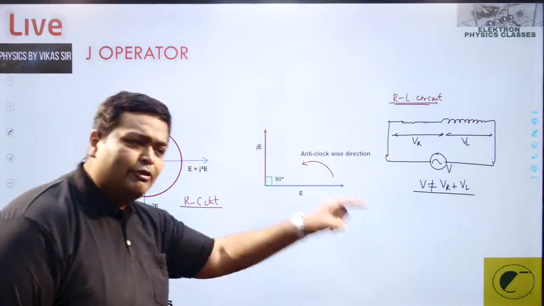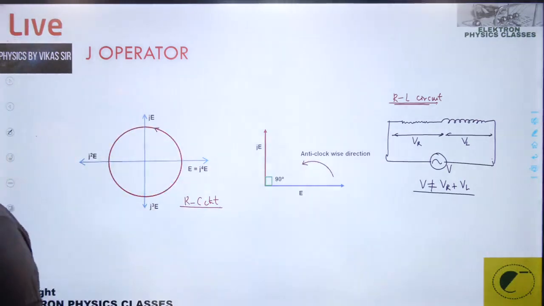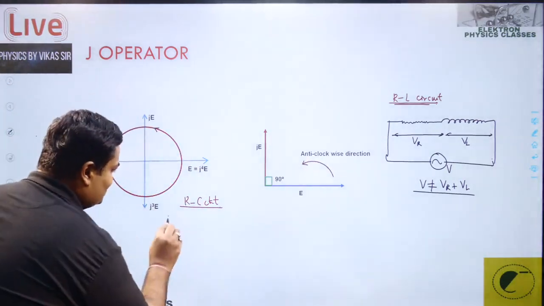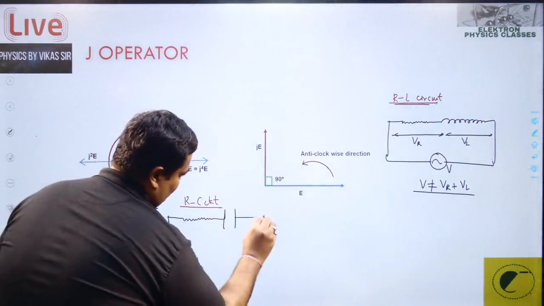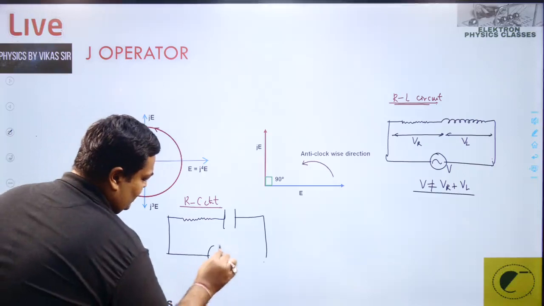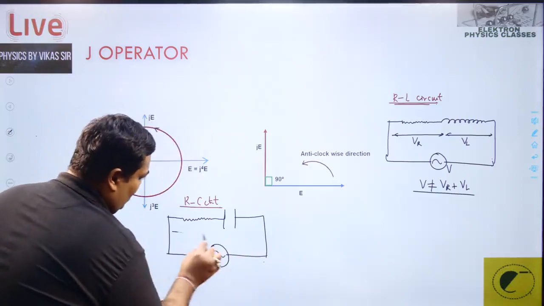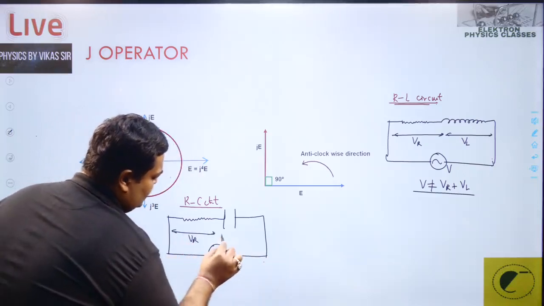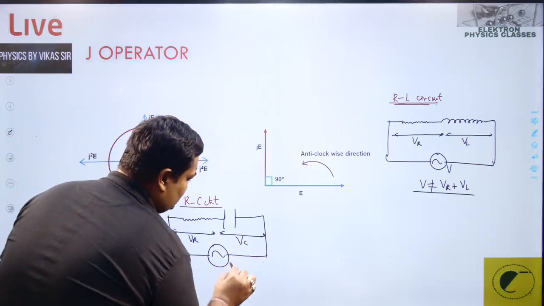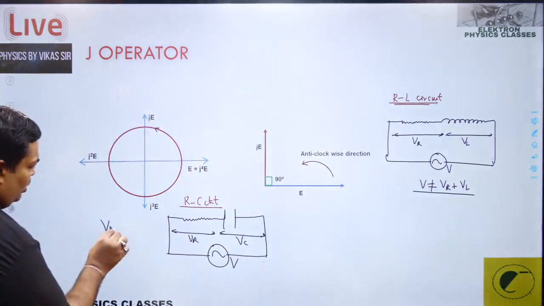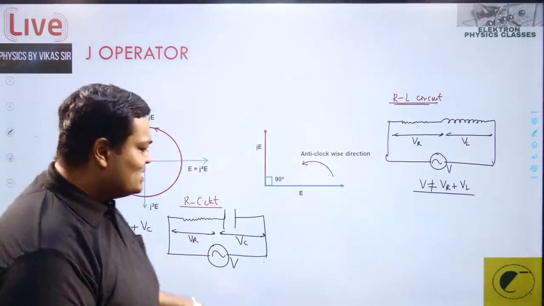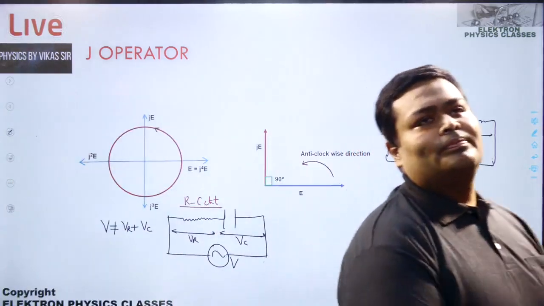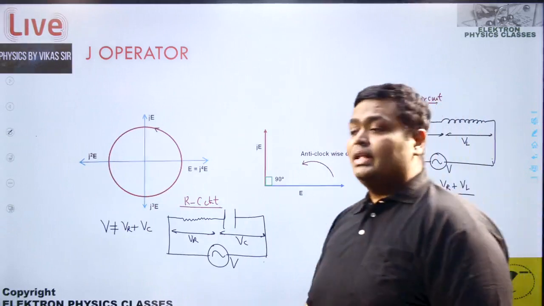They aren't in phase. In a similar manner, if you sketch an RC circuit like this, then this is VR, this is VC, this is V. But my dear, you cannot write V equal to VR plus VC. Reason, VR and VC aren't in phase. Then how to write, sir?